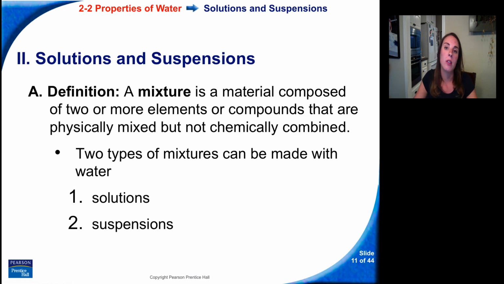So another property of water is we can make solutions and suspensions out of water. A mixture is a material composed of two or more elements or compounds that are physically mixed but not chemically combined. This means they're not bound together, but they're mixed up together. So they're mixed, but they're not bound. There's no bonding going on. There are two types of mixtures, solutions and suspensions.